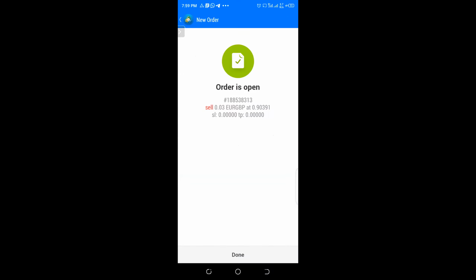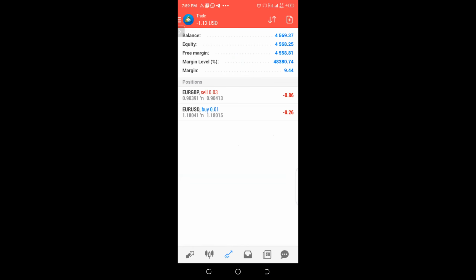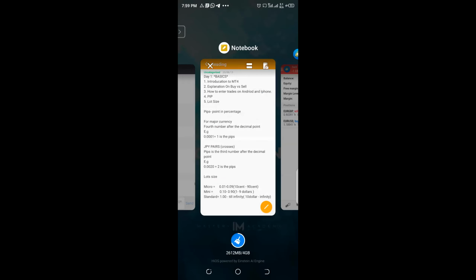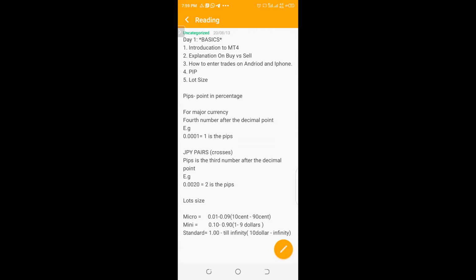Okay, immediately I click on sell, can you see that I have my running trade here? The last thing I'm going to be touching is PIP. Guys, what is PIP? PIP simply means point in percentage.